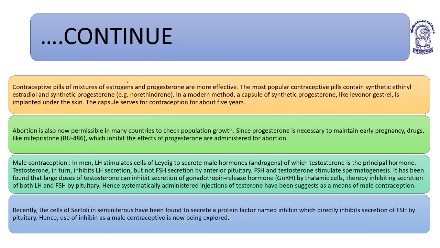Contraceptive pills are mixtures of estrogens and progesterone, which are more effective. The most popular contraceptive pill contains synthetic ethinyl estradiol and synthetic progesterone, norethindrone. In a modern method, a capsule of synthetic progesterone like levonorgestrel is implanted under the skin. The capsule serves for contraception for about 5 years.